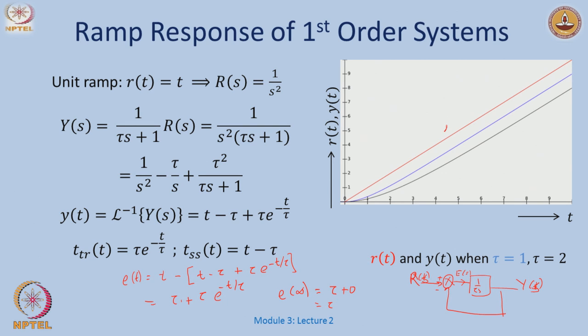Now, what does this mean? So, this is my R of t, this is my reference signal. As t goes to infinity, I am not touching this guy, but I am just at a distance of tau, which is 1 in this case. Here I am just at a distance of 2. So, there is some kind of a steady state error here, which is just governed by this number tau. The smaller this number, the smaller the steady state error. Okay. So, what I conclude is that a first order system, if it has a ramp, will have some steady state error. Okay.